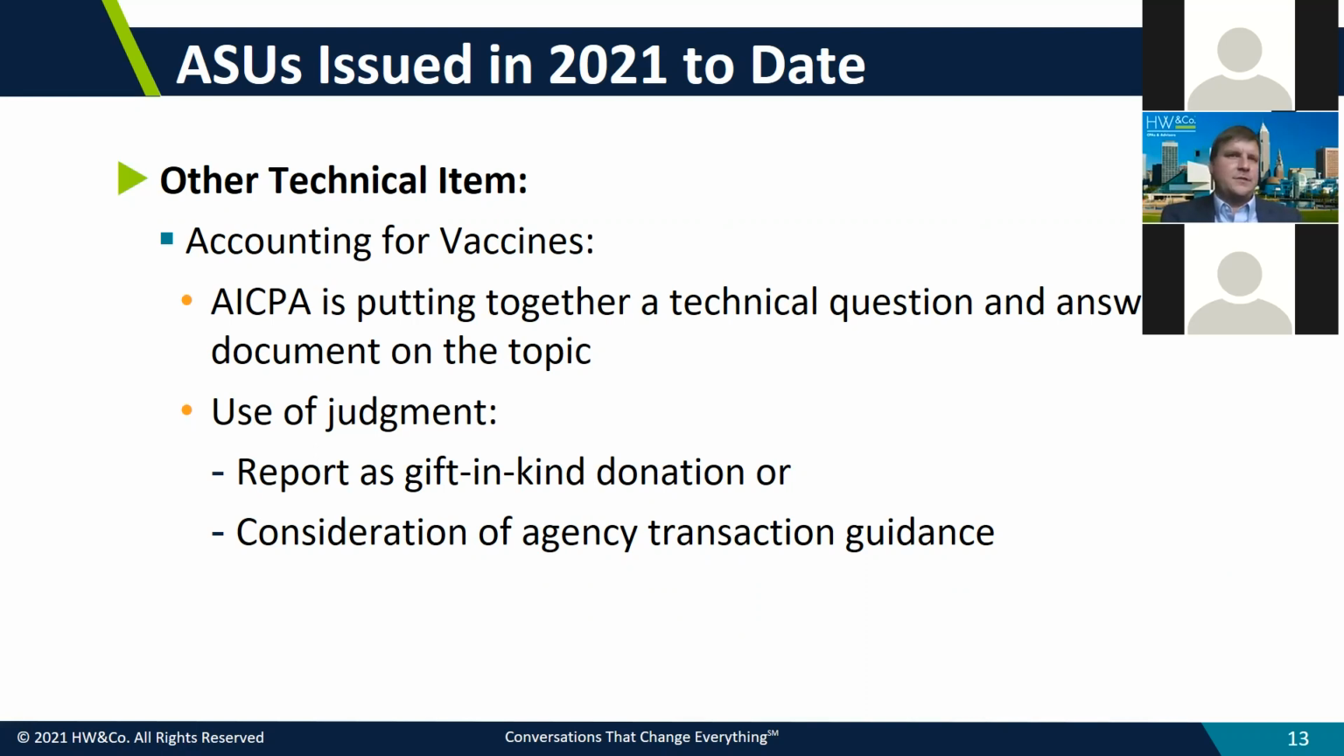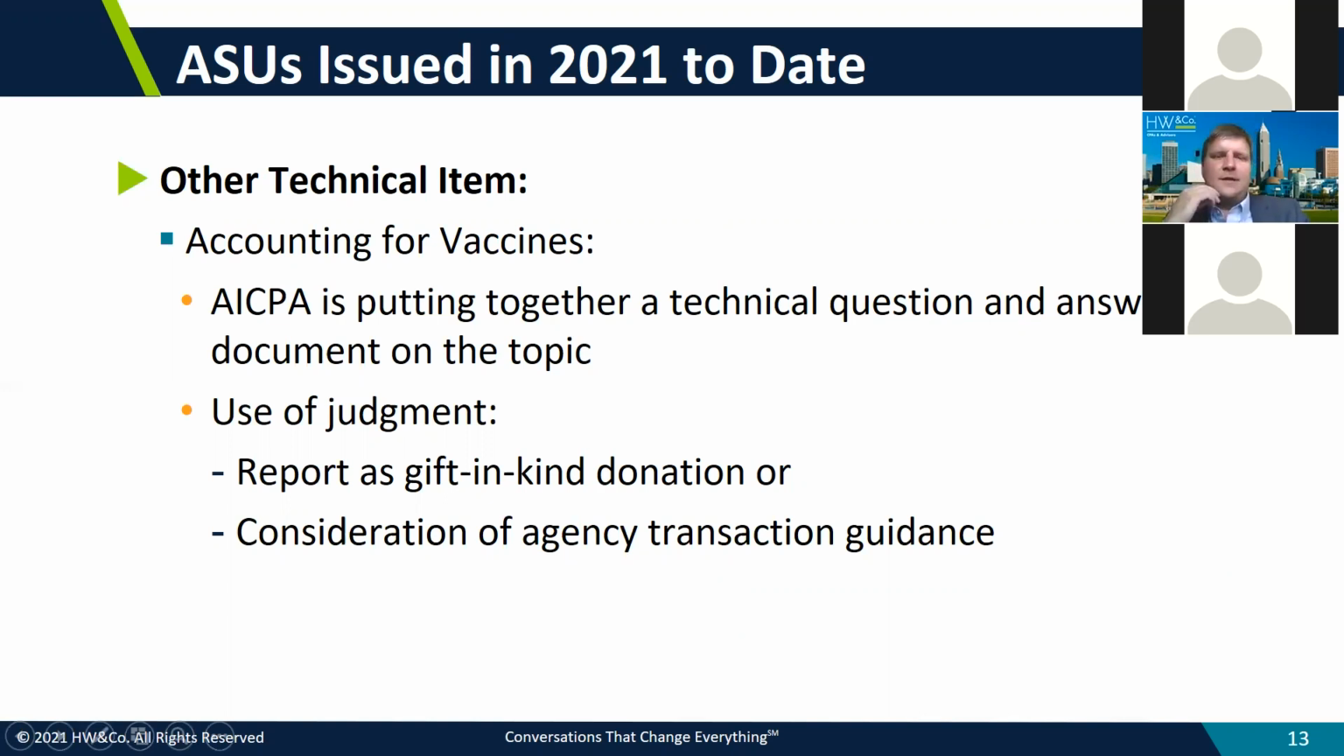And since there's such disparity in practice as to how that's done, there's two really potential options: should it be accounted for as an in-kind donation, or should it be considered more of an agency transaction where you would record it net, versus the in-kind donation, where you would recognize it as revenue. So stay tuned on that one, because there is a lot of disparity there until that technical question and answer document comes out to really guide you on that.